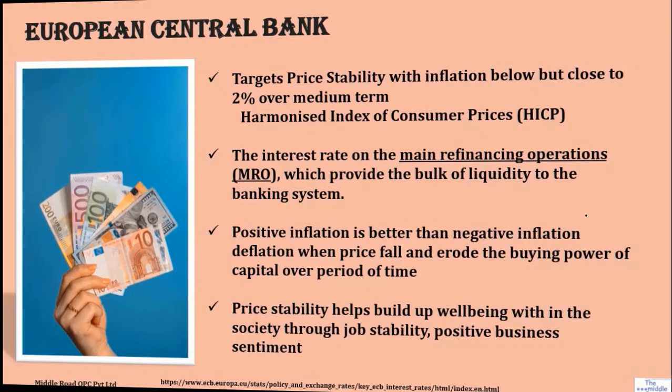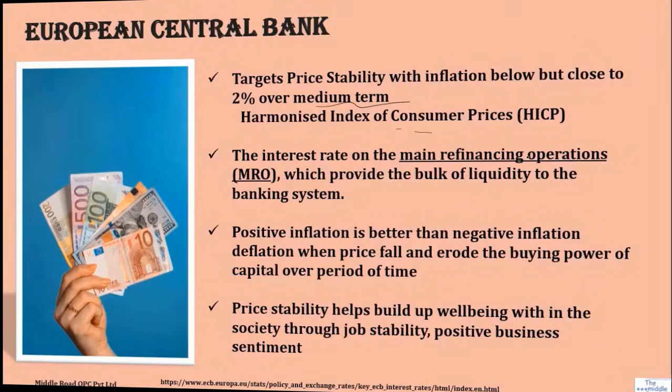When you're talking about the European Central Bank, they look at inflation below but close to 2% over the medium term. And they look at the harmonized index of consumer prices, harmonized so that you can collect the data from all of the regions for your calculation. Now there are a lot of other factors also, but just to simplify, I've told you one of the factors. Now what do they look at? They have three tools, but the major thing is the policy rates. These are the rates which will decide the lending rates to private players, or you can say within the economy. The interest rate is the main refinancing operations, which provides the bulk of liquidity to the banking system.